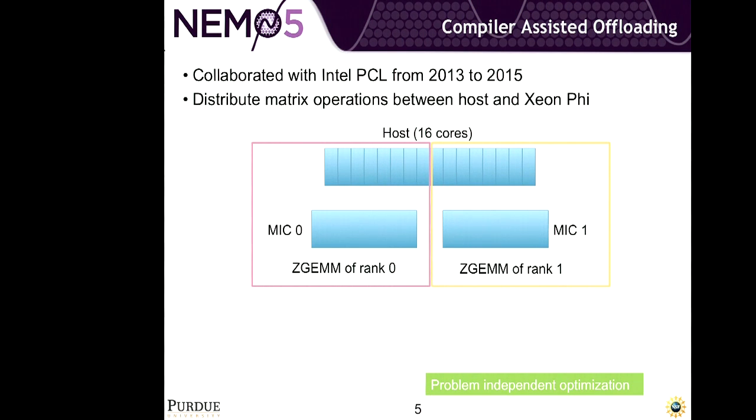So here is the compiler-assisted offloading. We did this in collaboration with the Intel Parallel Computing Lab from 2013 to 2015. It basically distributes the workload between the host CPU and Xeon Phi. Here is an example of the cluster we have at Purdue: a 16-core CPU plus 2 KNCs. This is problem independent because it distributes a large matrix, and whenever there's a matrix multiplication, it doesn't depend on the problem you are going to solve.